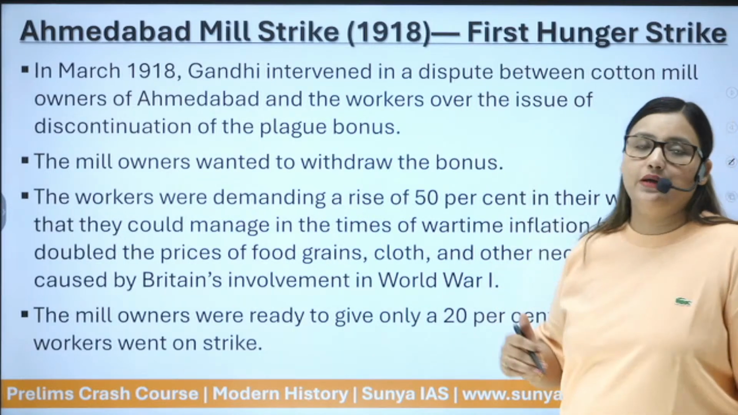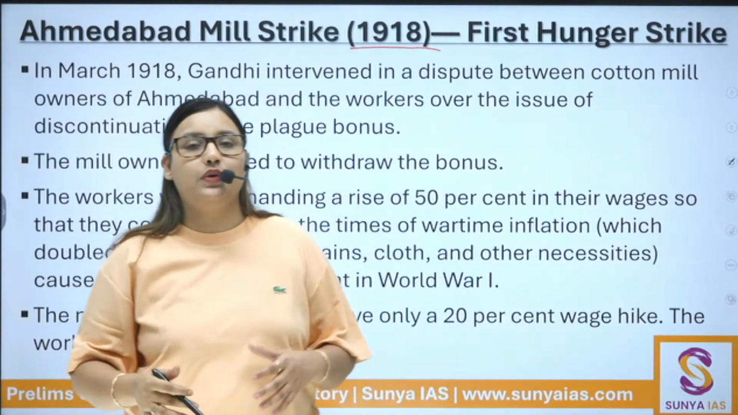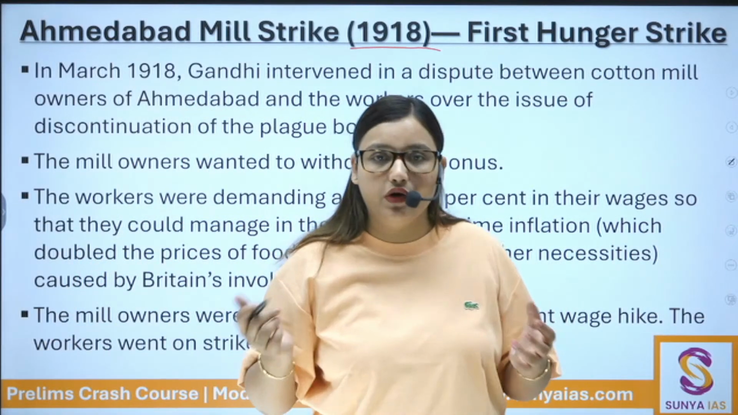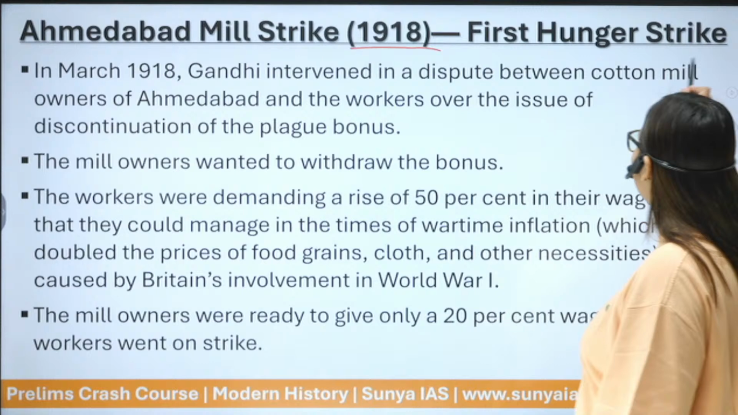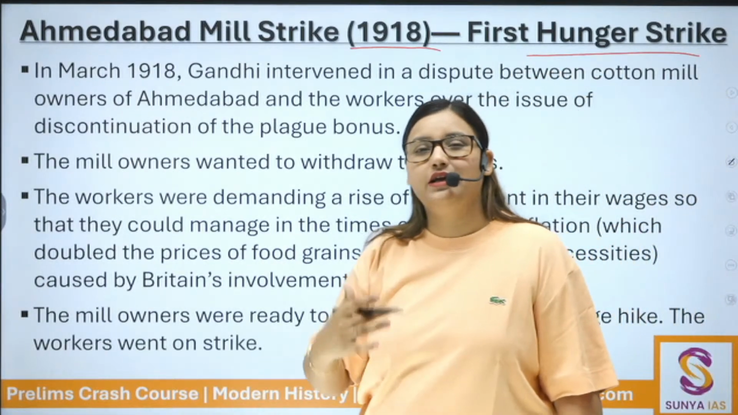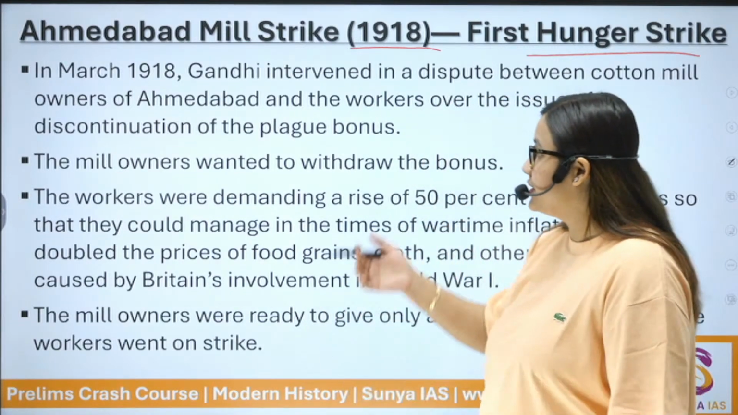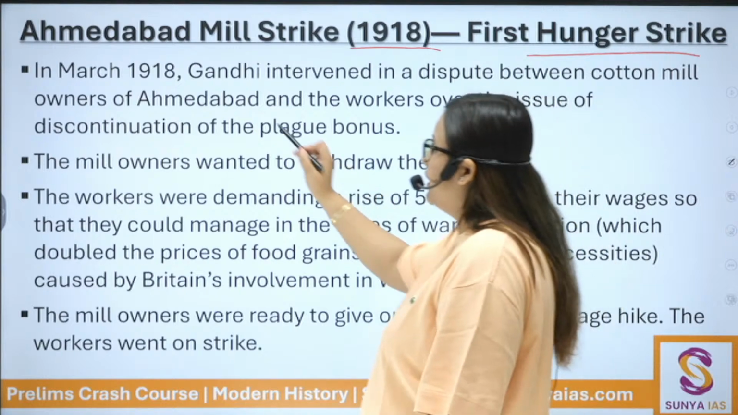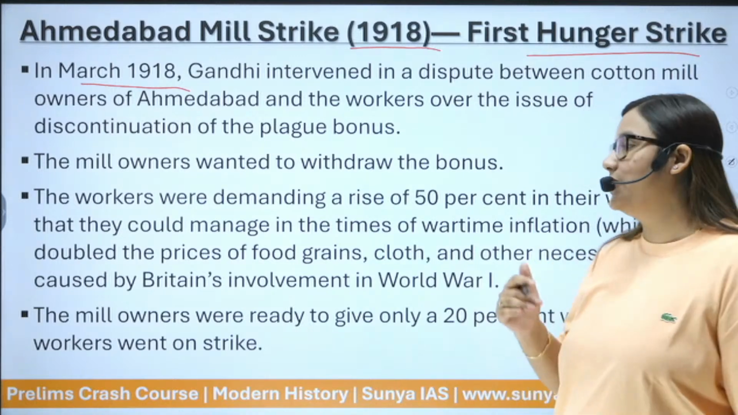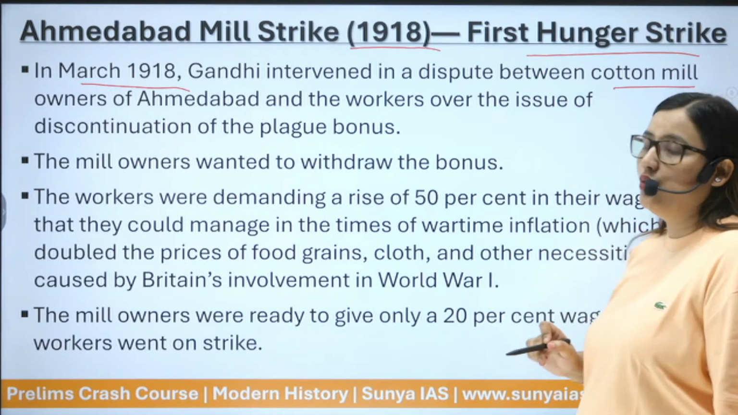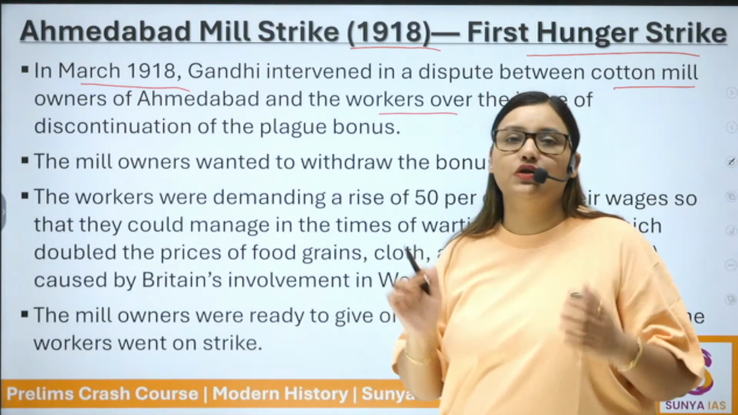Now, the next one is the Ahmedabad mill strike. Here, the government is not involved, but it is a clash between the mill owners and the mill workers. Okay, so laborers and owners were fighting. So it was the first hunger strike of Gandhiji, where he created pressure on the mill owners by hunger strike. Okay, so it is the time of March 1918. In that particular period, Gandhi intervened in a dispute between the cotton mill owners of Ahmedabad and workers over the issue of discontinuation of the plague bonus.